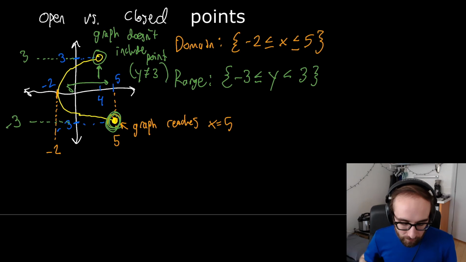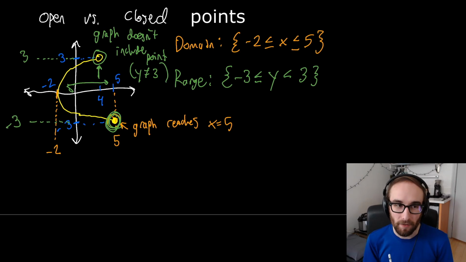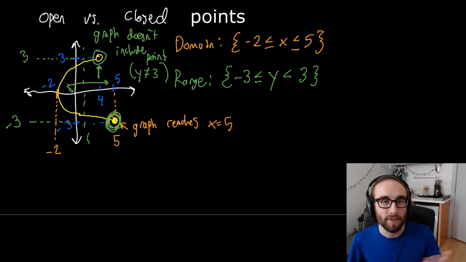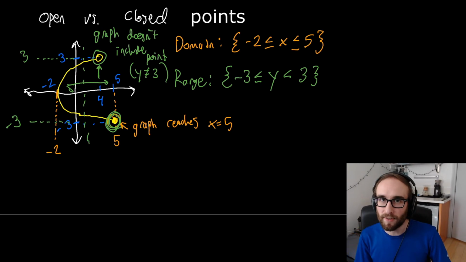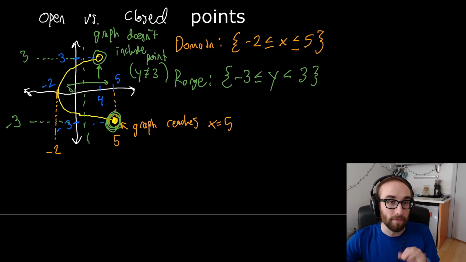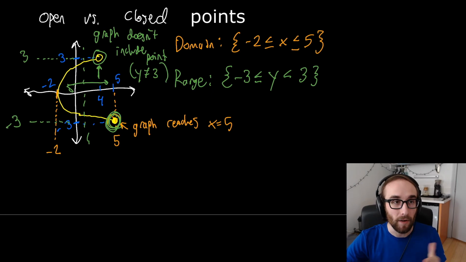One last point, this is not a function, you might have noticed, because it does not pass the vertical line test. But that's okay, we can still describe domain and range of relations, so graphs that are not functions. Okay, so those are some examples of how we can find domain and range using a table and a graph, and also the meaning of an open point versus a closed point on a graph.